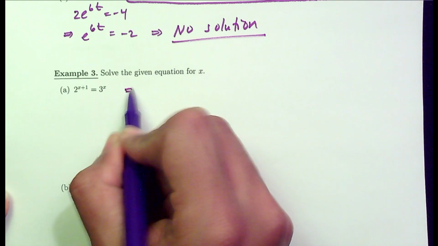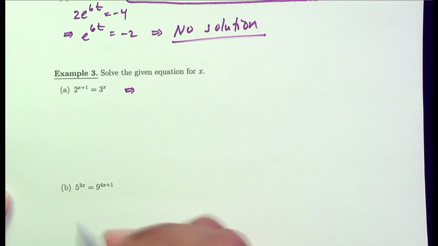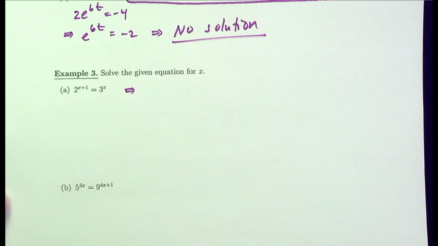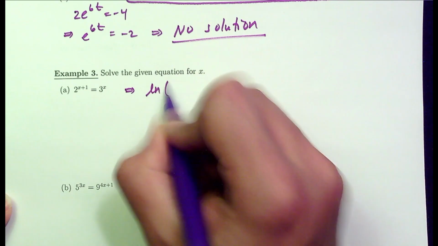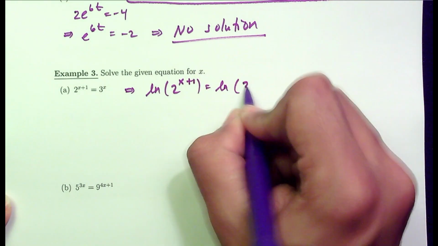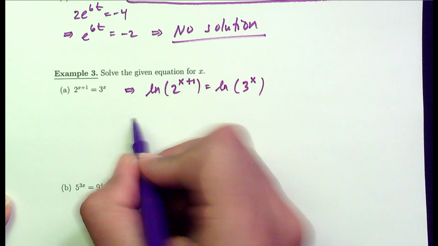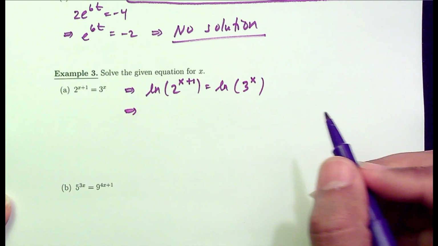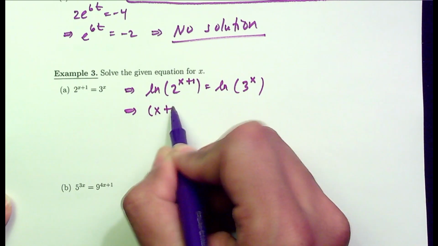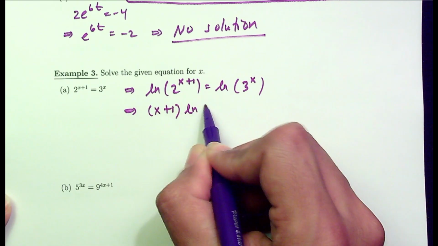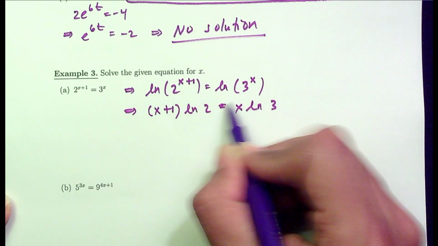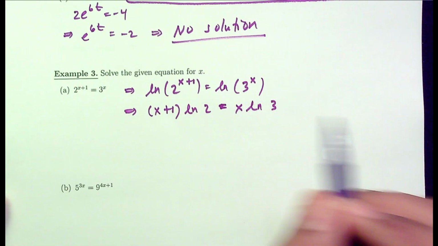So you want to bring that x down in order to be able to manipulate it, move it around. So take ln on both sides. Ln of 2 to the x plus 1 equals ln of 3 to the x. Now using the property of logarithms, I can move that to the front. You would have x plus 1 ln of 2 equals x ln of 3.